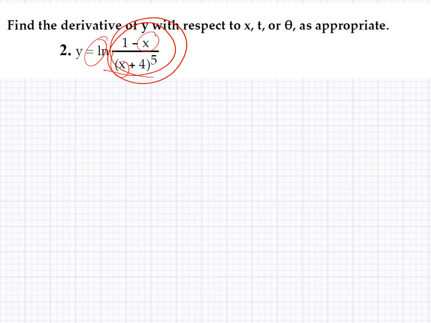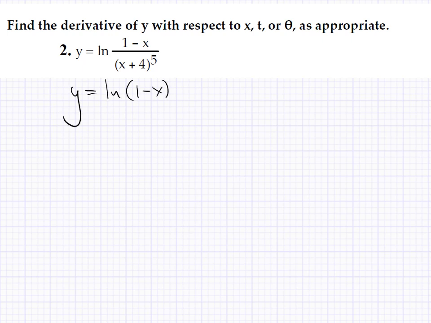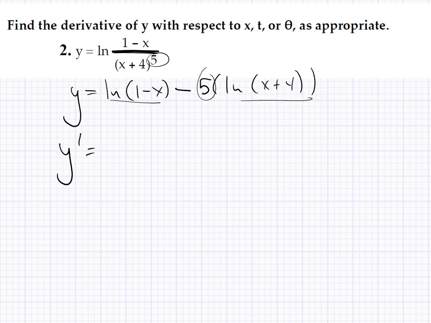So what I'm going to do first is I'm going to use some of my log rules to rewrite the function. So y could equal log of 1 minus x minus 5 times the log of x plus 4. So that's taking the division and turning it into subtraction, and then this power coming out to the front of that term as a multiple. Now I'm going to take the derivative. So I have this log minus this log, so I can do each one separately.